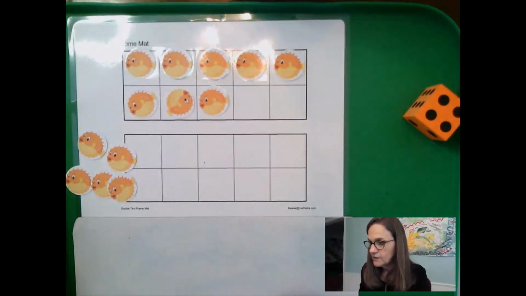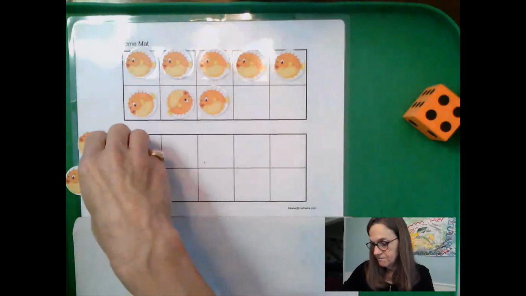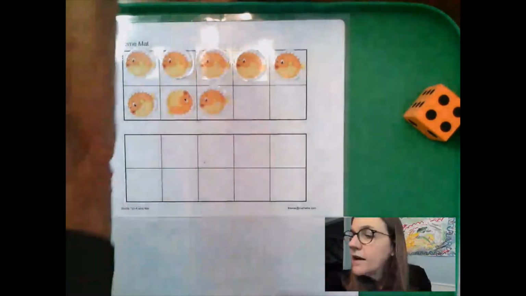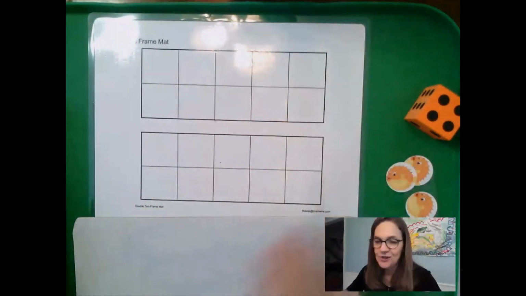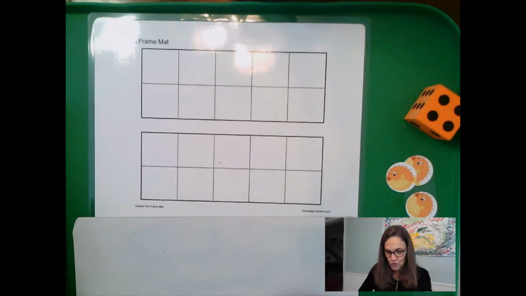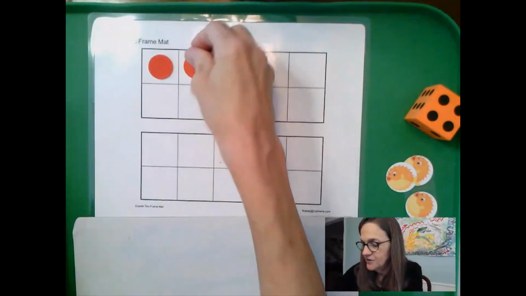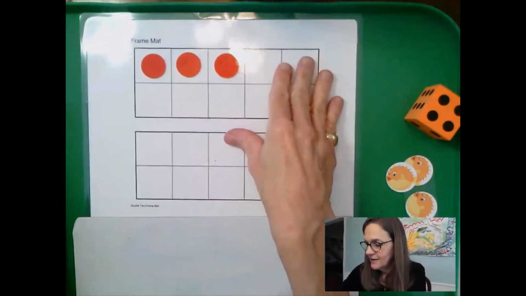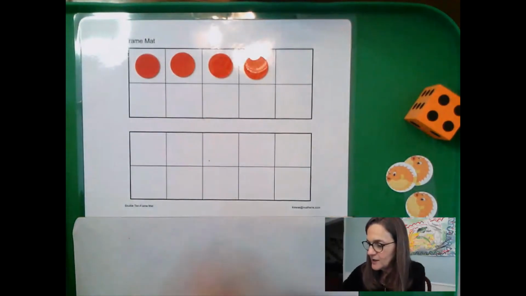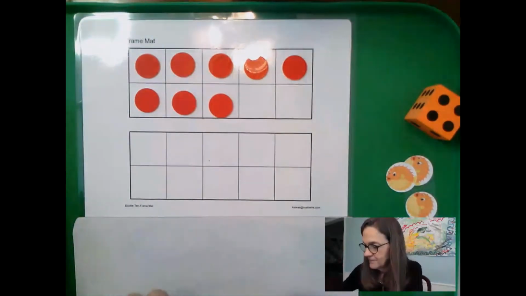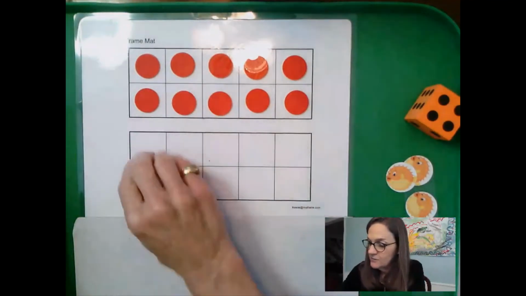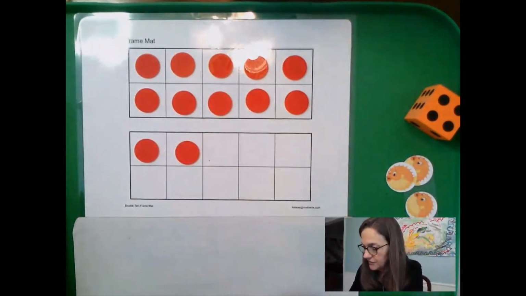Let's try another one. Let's say I had spaghetti for lunch, and I dropped a bunch of spaghetti sauce on me. I got 14 spots on my shirt. Notice I'm filling in from the top, from left to right. But when we take away, we'll go the opposite direction.